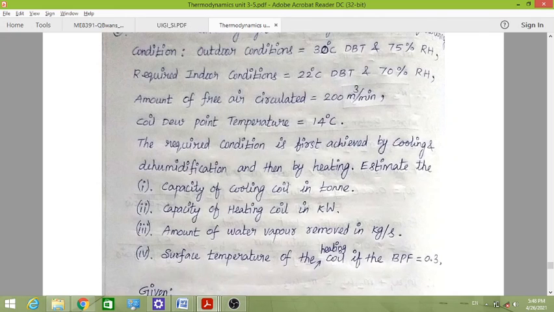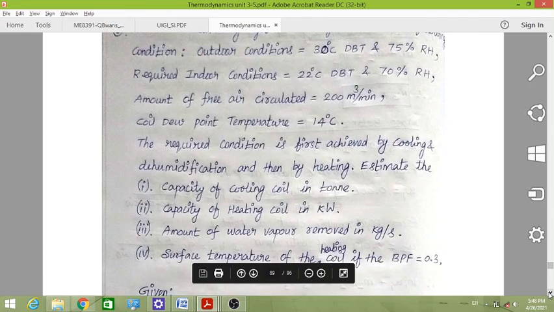So estimate the capacity of cooling coil in ton, capacity of heating coil in kilowatt, amount of water removed in kilogram per second, and surface temperature of heating coil if bypass factor is 0.3. So we'll start solving the problem.